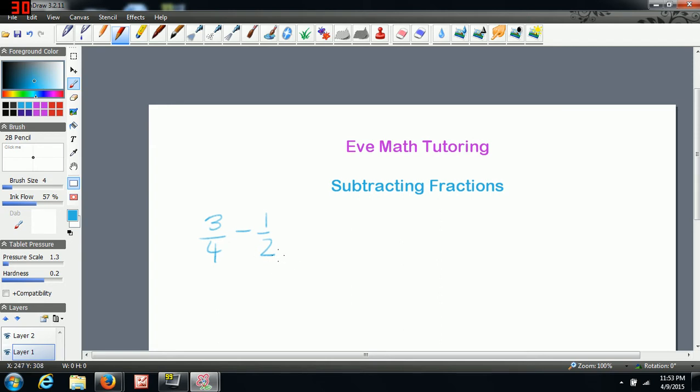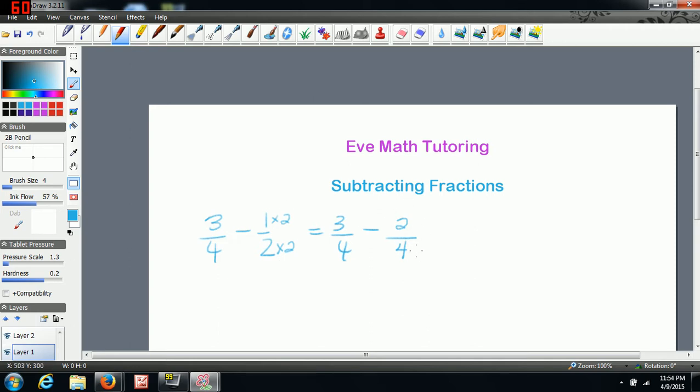Now in this case, 2 is a factor of 4. So what I can do is I can just change the second fraction, and when I multiply 2 by 2, it becomes 4. So now the bottoms are the same, and whenever I do something to the bottom, I have to do the same thing to the top. So in that way, I'm not actually changing the fraction. I'm just writing it in a different format.